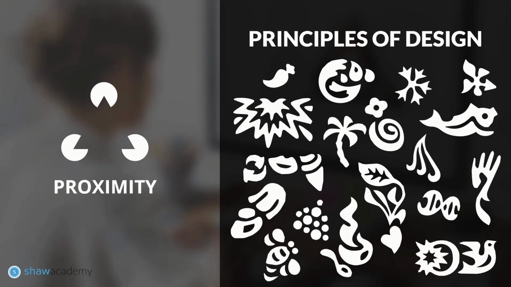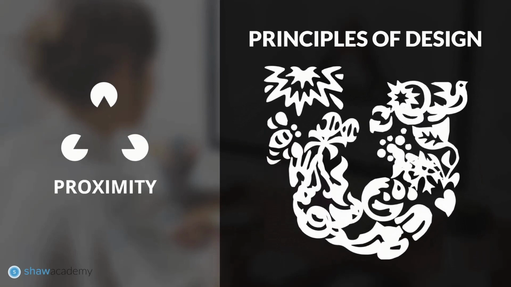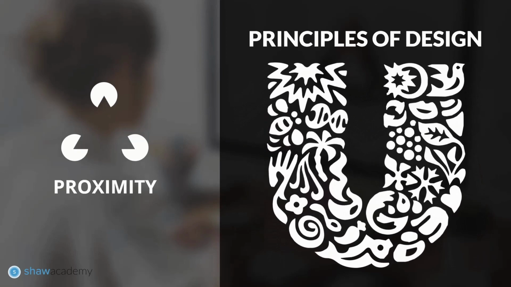But most of us will only realize when I change the proximity of these symbols. Have any of you ever seen this logo? Yes, this is the Unilever logo, and we can all clearly identify that it forms the letter U by simply changing the proximity of each icon.